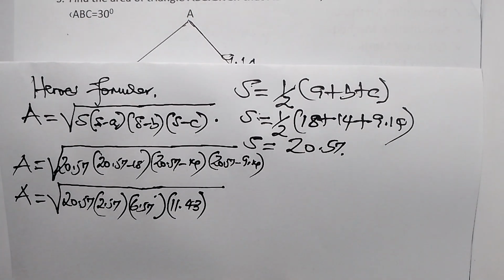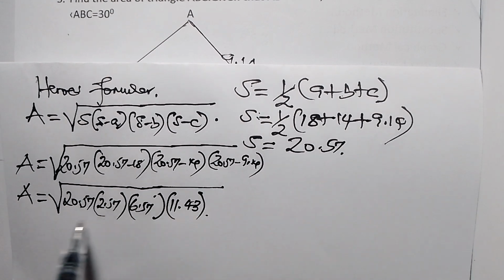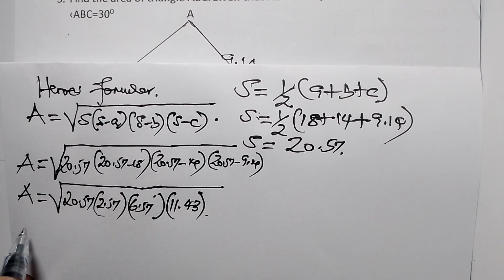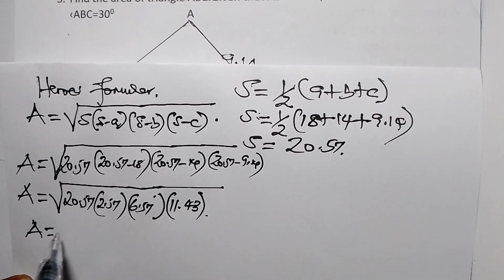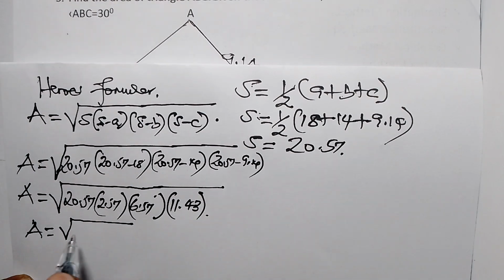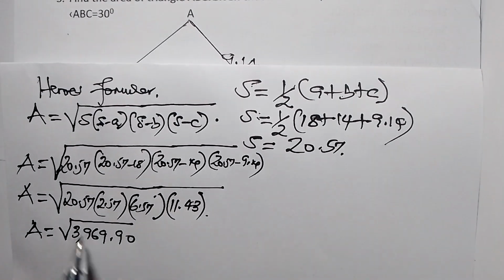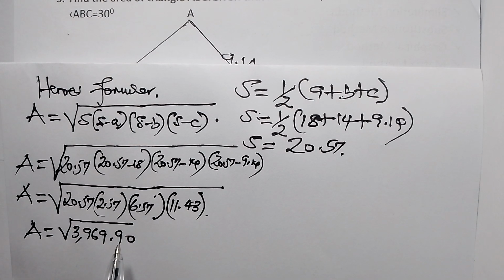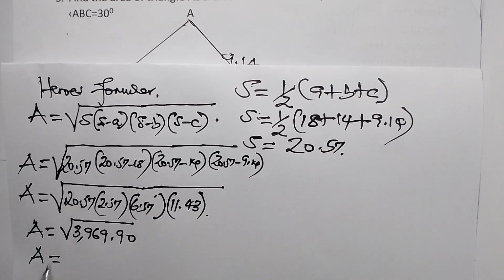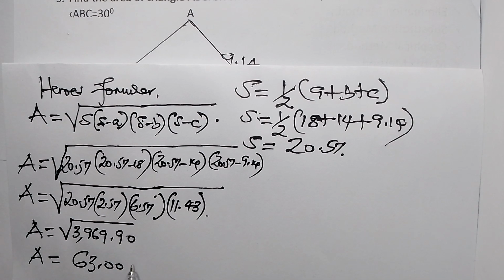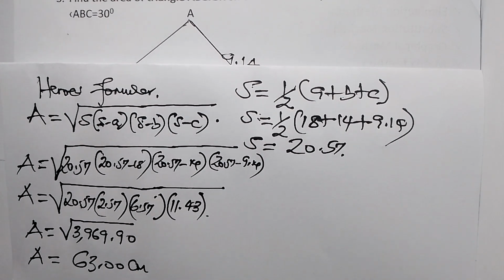So use your calculator to multiply all this. You get area to be equal to the square root of 3,969.90. I've rounded it off correct to 2 decimal places, and when you get the square root of this, the final answer area will be equivalent to 63.00 units, or centimeters for that matter.